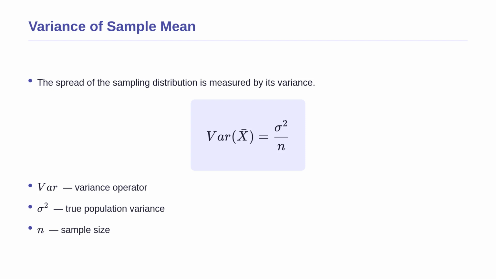With the center established, we now need to measure the spread. The variance of the sample mean is equal to the population variance, sigma squared, divided by the sample size, n. This formula is incredibly important because it shows how the spread of our guesses shrinks as we collect more data. Sigma squared represents the variance of individual items in the population, while n is the number of items in our sample. Notice that n is in the denominator.